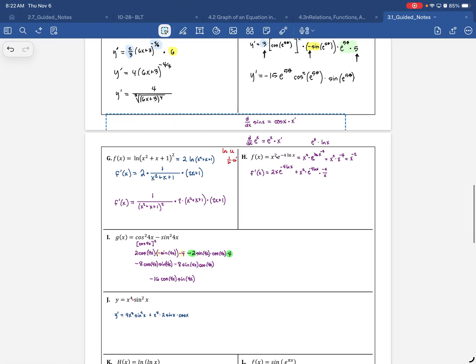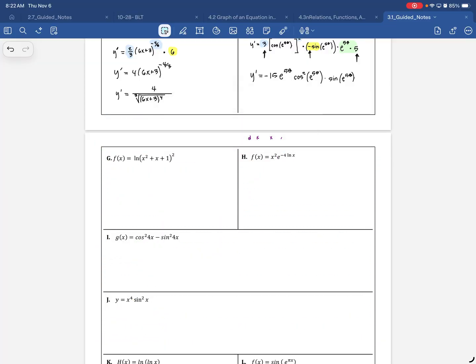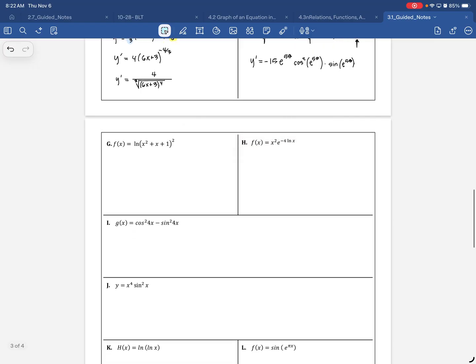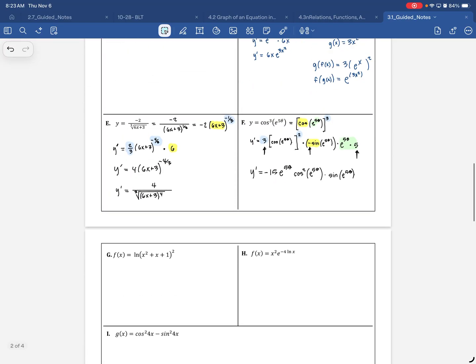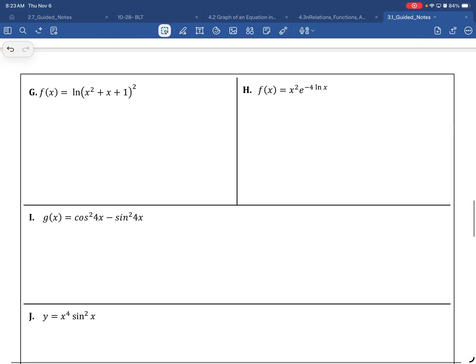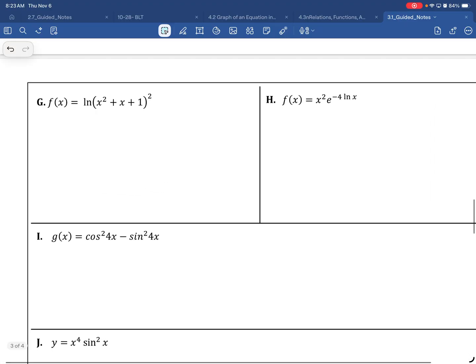Let me delete all these old notes. I don't want to think later that we did these and we didn't. Nice. When you look at these, are there any of these that you're not sure that you would know how to do?